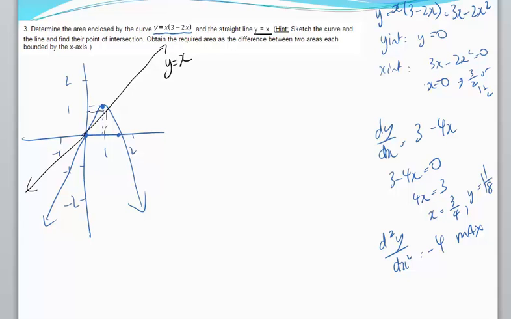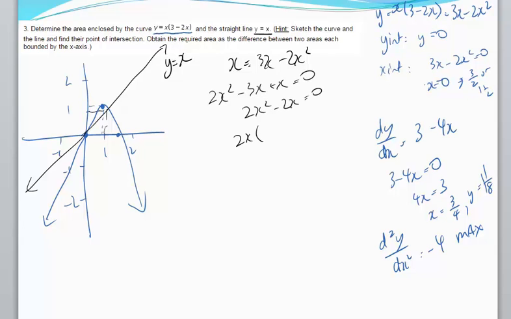So first of all, when we want to work out where we're actually going to cut through, we need to set these to be the same. So y is equal to x, so x is equal to 3x minus 2x squared, or we get 2x squared minus 3x plus x equals 0. 2x squared minus 2x equals 0. We take 2x out the front, x minus 1 equals 0.